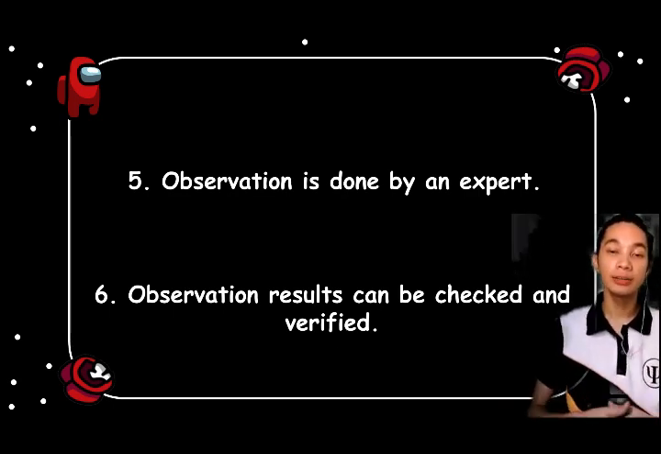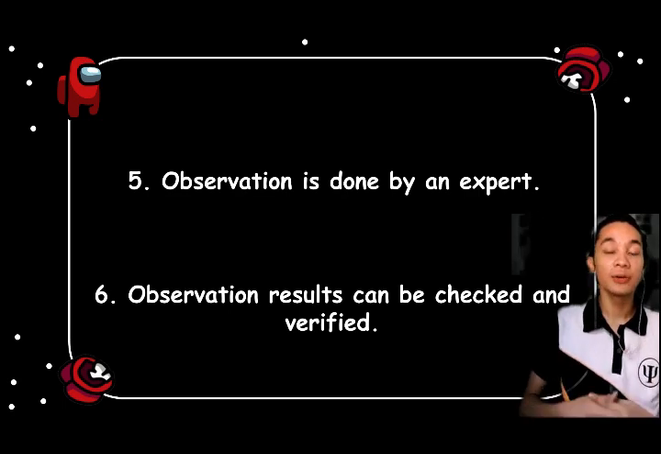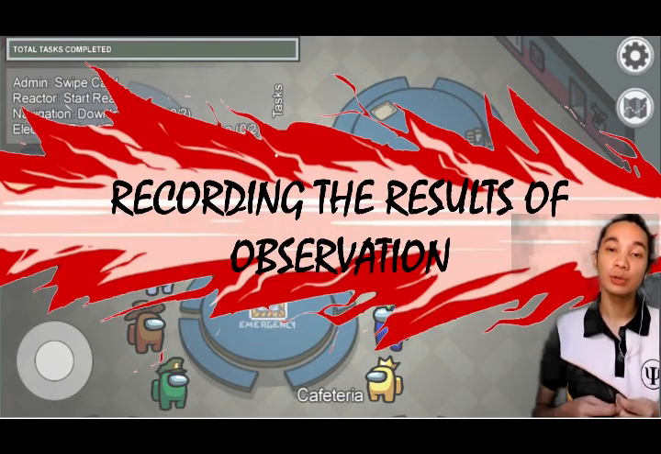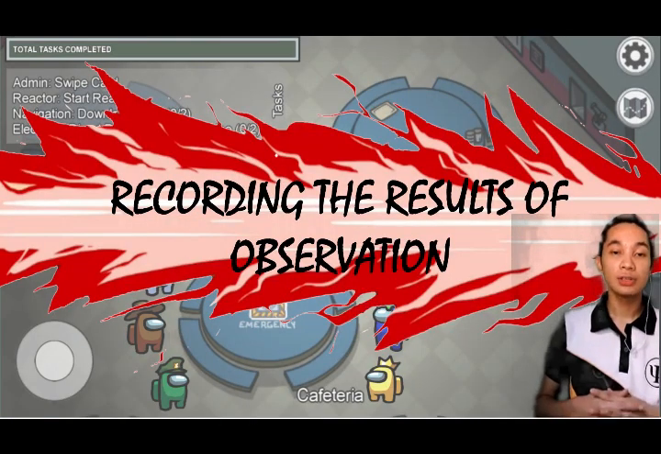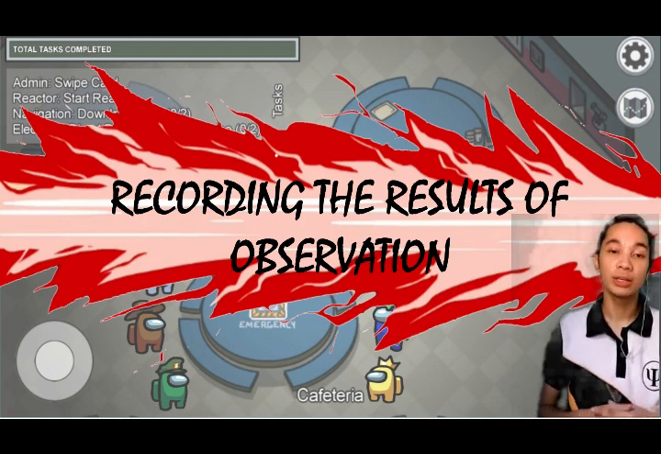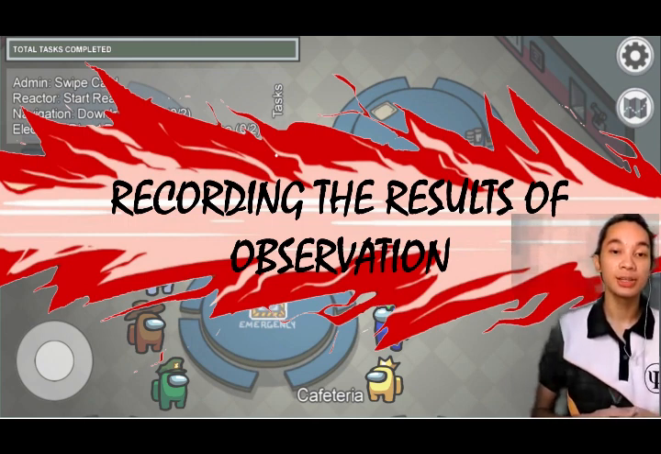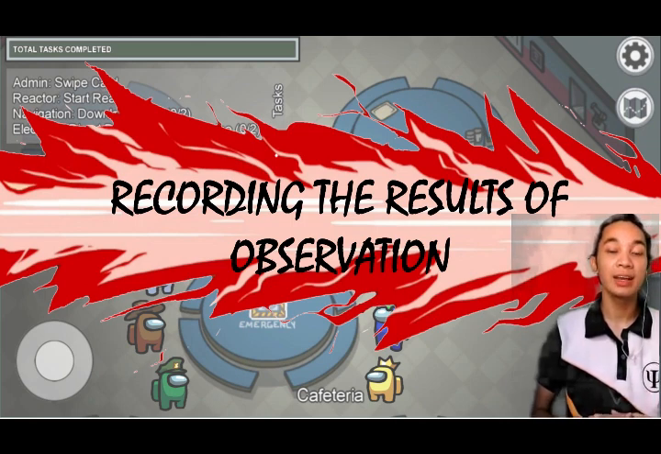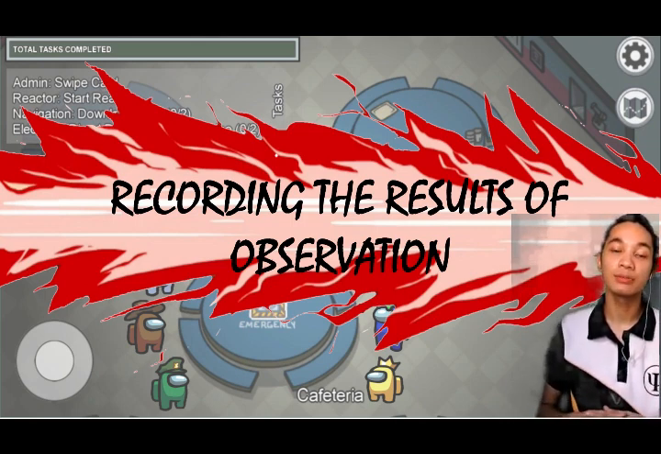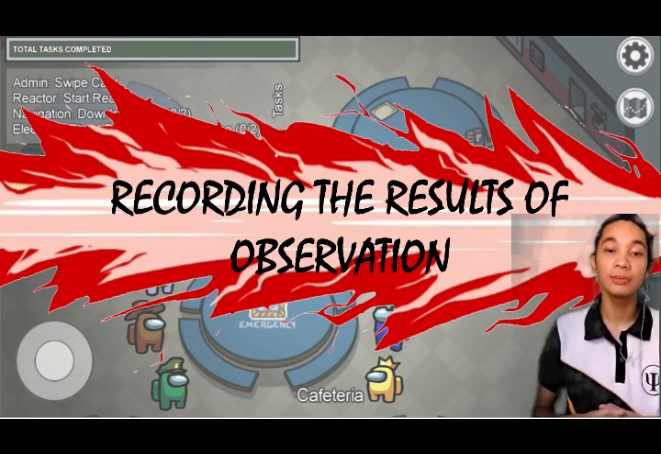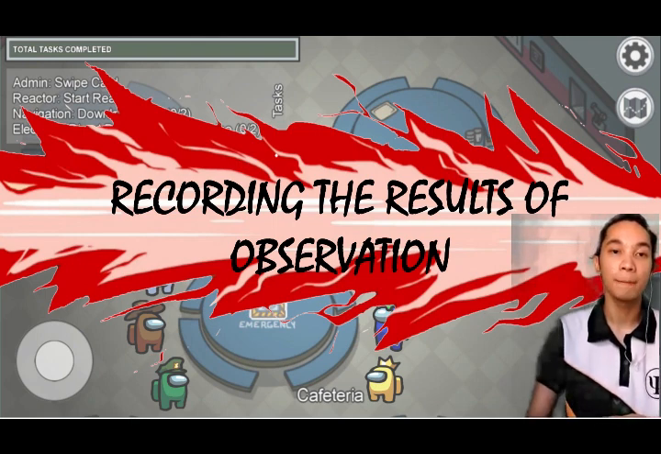After knowing the characteristics of observation, we then go to recording the results of observation. Results of observation should be recorded immediately, as I have stated earlier. There are forms for recording the results of observation. The first one is a checklist, second one is a rating scale, third one is anecdotal forms, fourth one is mechanical recording, and the fifth one is stenographic recording.